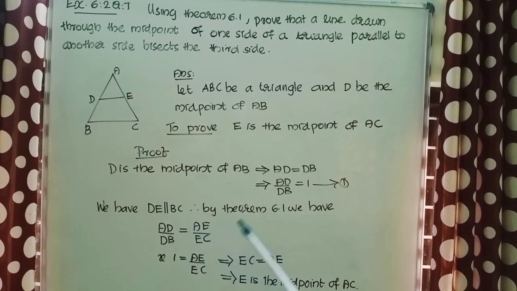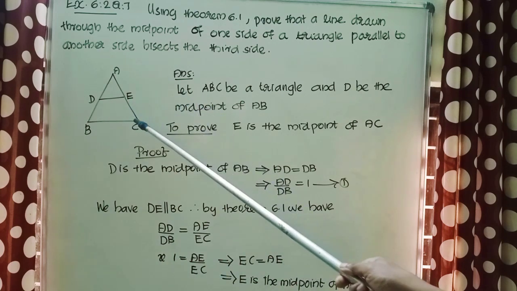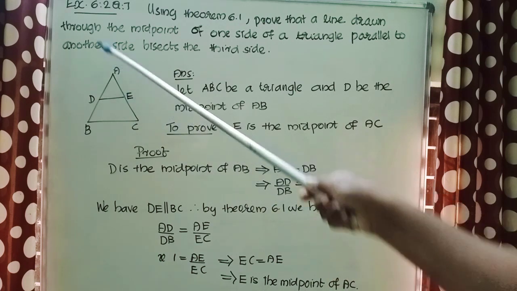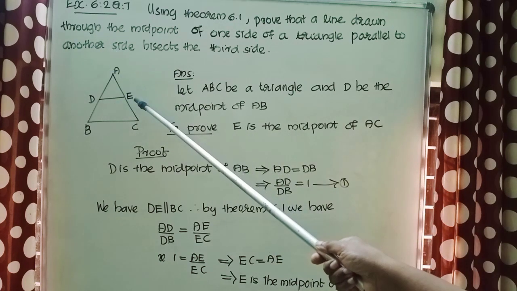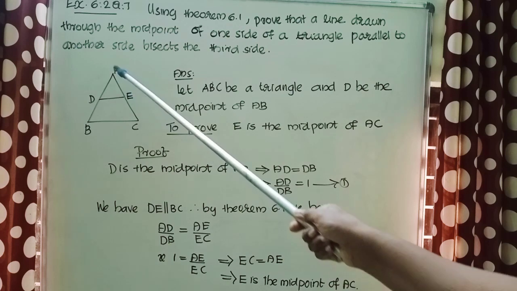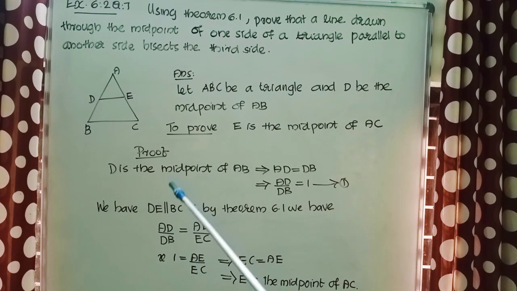We can write. Now by equation number 1 we have written here AD by DB equal to 1, that we can substitute here. So we get 1 equal to AE by EC. Take this EC to the left side. We get EC equal to AE. See the figure. EC equal to AE. Then we can say this E is the midpoint of AC.